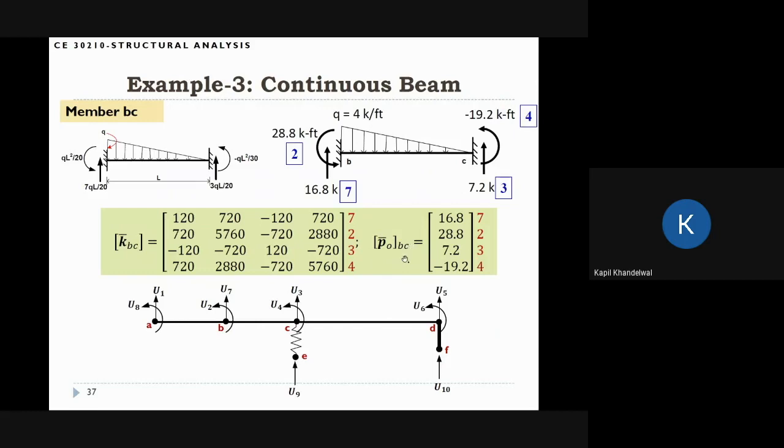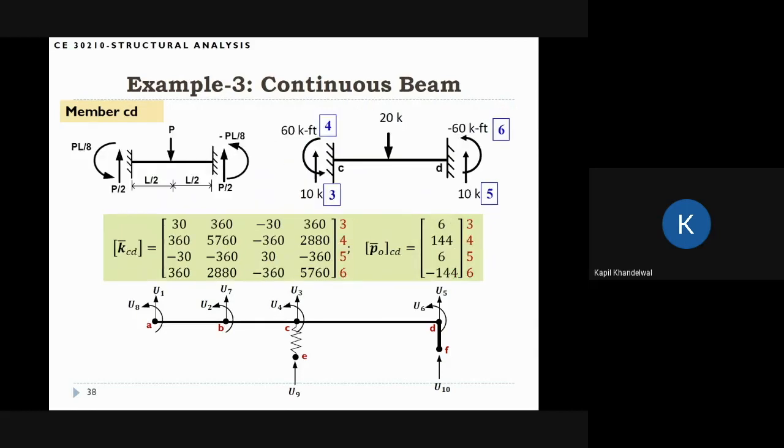Okay. And after we build this PO vector, we have to arrange it in the same order. So we have to put the 7, 2, 3, and 4. So 7 is this degree of freedom here, 2 is this degree of freedom, 3 is this degree of freedom, and 4 is this degree of freedom. So we have to put in the right order. We start with the vertical force here, the moment here, and then the vertical force 7.2 and the moment 19.2 Kip fit. I'm not putting the units here, but I'm using a consistent unit system that is Kips and fit for this problem. Okay.